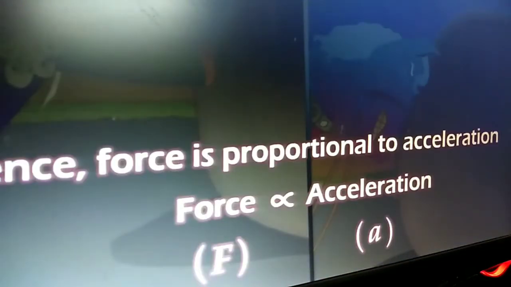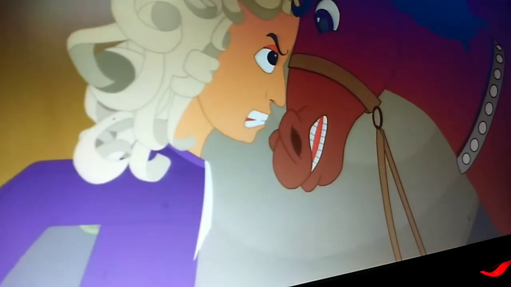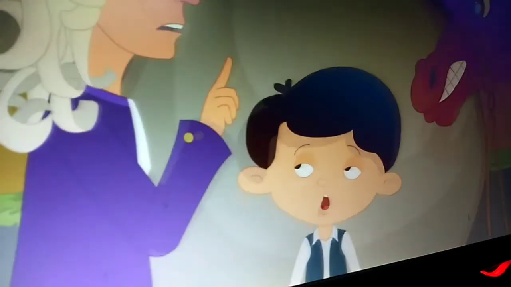Now you have observed this video, no? What happened? Force applied by Newton is very less, whereas force applied by the horse is more. So less acceleration is produced when Newton moved, whereas when the horse moved, more acceleration is produced. Hence, force is directly proportional to the acceleration. F is directly proportional to a.